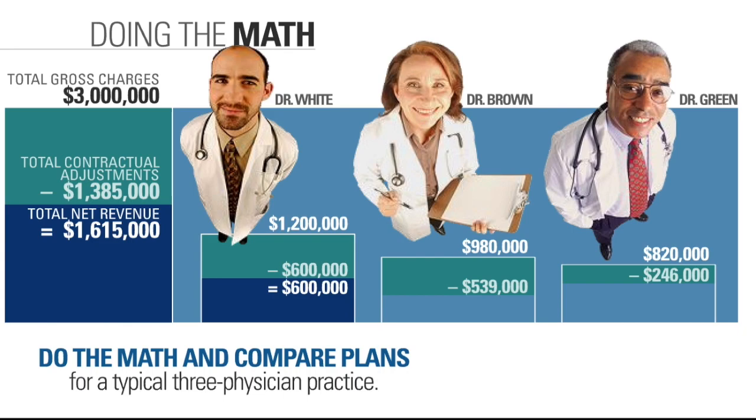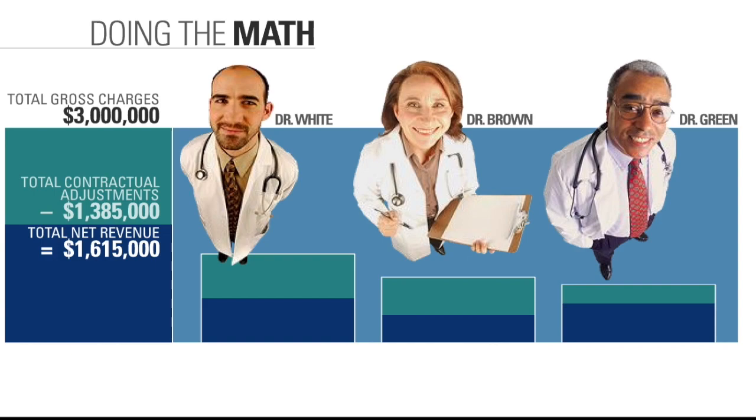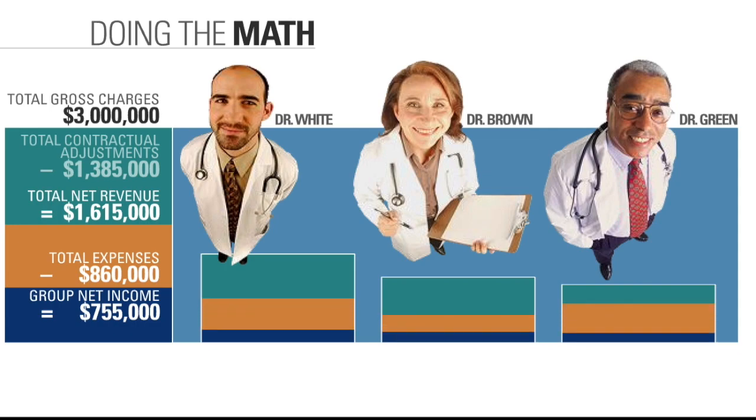For Dr. Brown, the net revenue is $441,000. And for Dr. Green, the net revenue is $570,000. For each of these scenarios, we'll also assume that the total practice expenses equals $860,000. So, if we subtract that number, $860,000, from the practice's total net revenue of $1,615,000, we find that the group's net income is $755,000. This is the total amount of money that is available for compensation of the three physicians in the practice. The big question is, how to divide that among the three physicians.